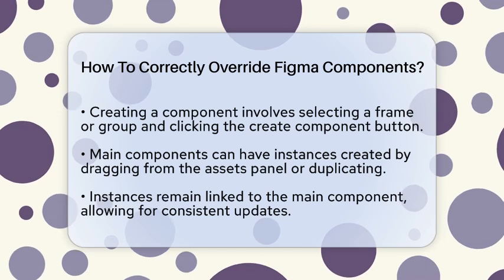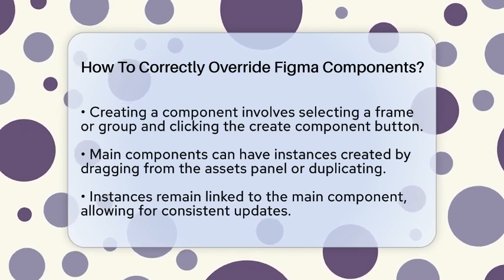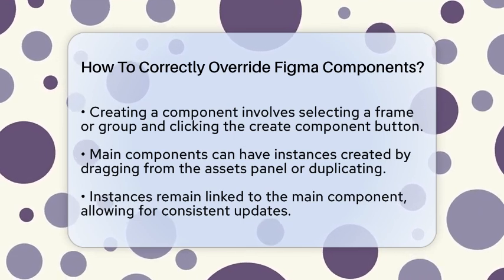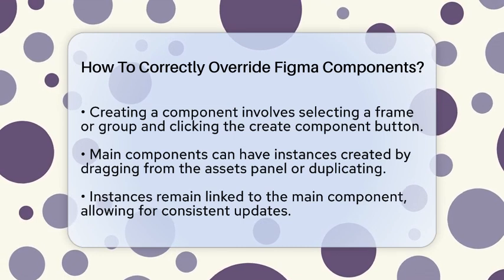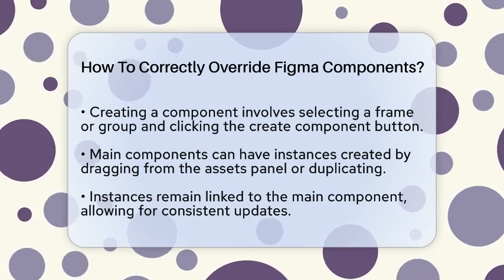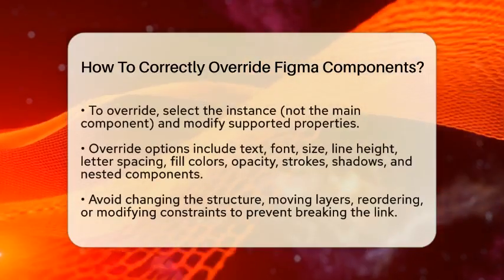First, you need to create a component. Select a frame or a group of layers, then click on the Create Component button. Once you have your main component, you can make instances by dragging it from your Assets panel or duplicating it. These instances are like copies that stay connected to the main component.